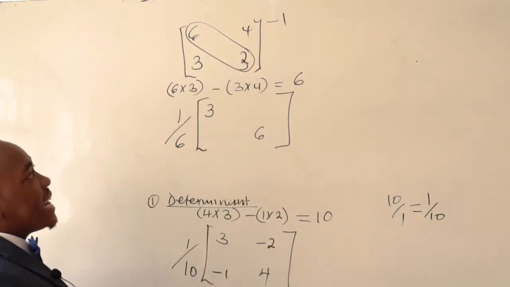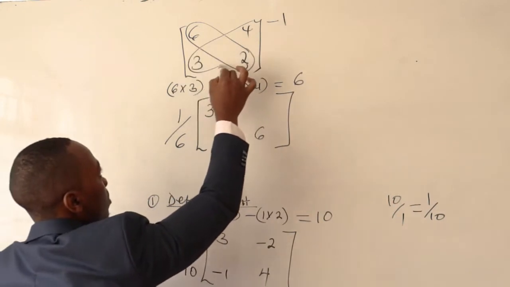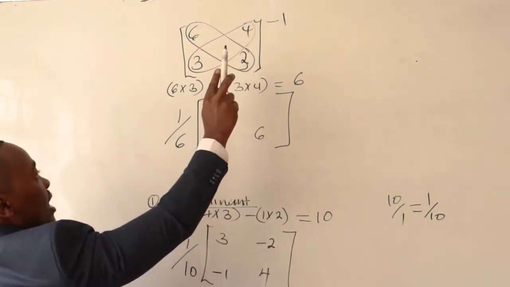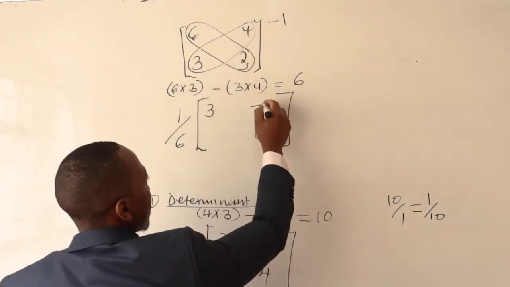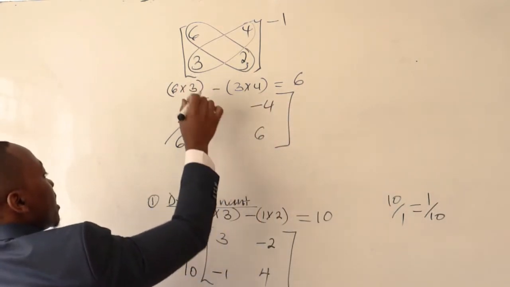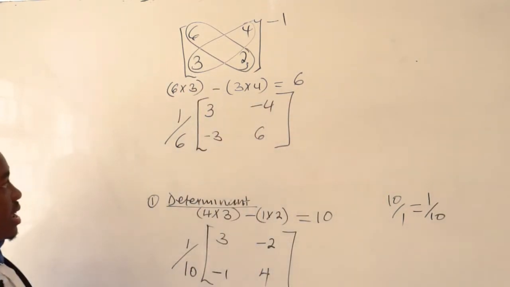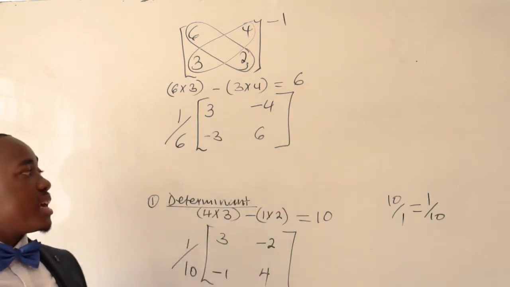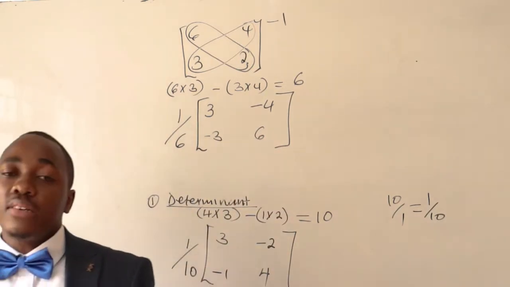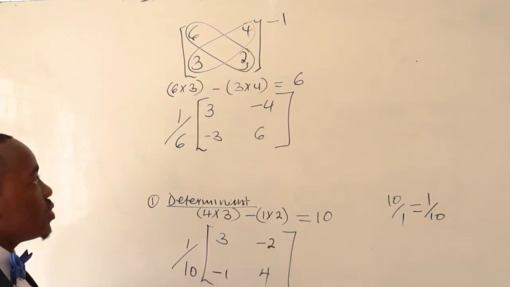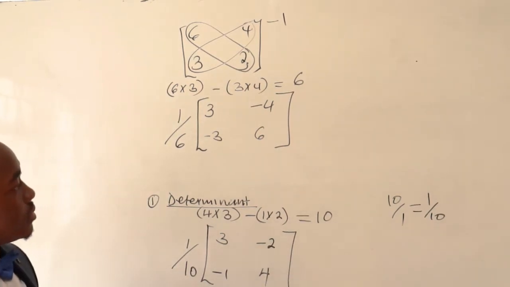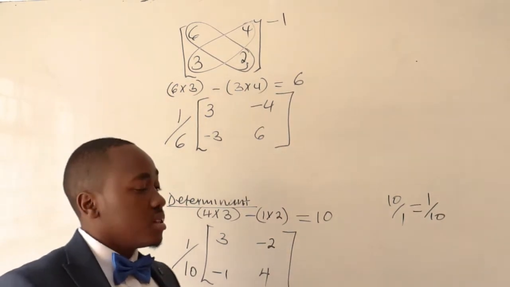And then, for the minor diagonal, these are the minor diagonal elements, you change the sign. This is 4, so it will be negative 4. This is positive 3, it will be negative 3. And that's how we get the inverse of that matrix. So that's how we get the inverse of our 2 by 2 matrix. It's as simple as that.